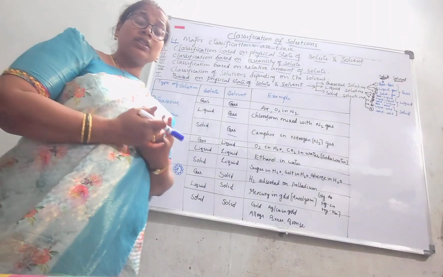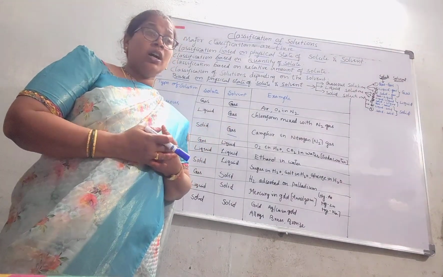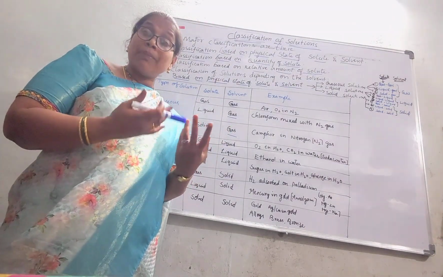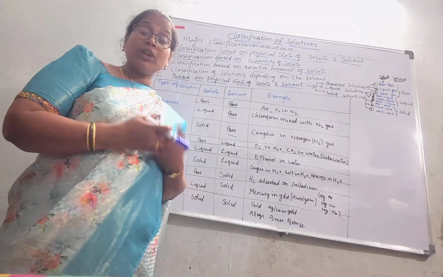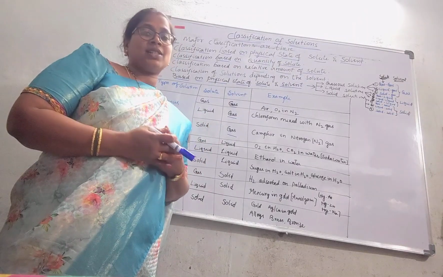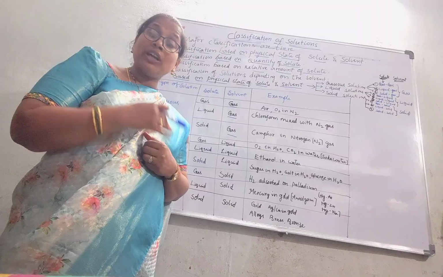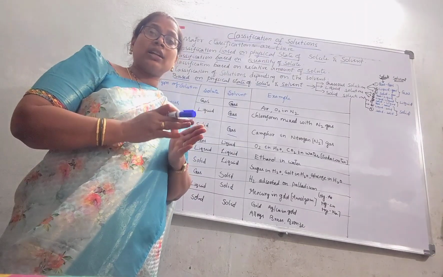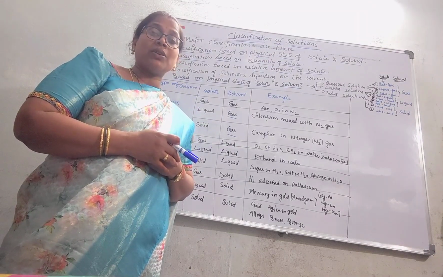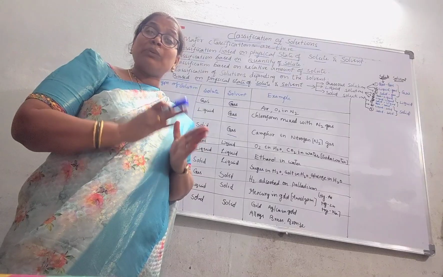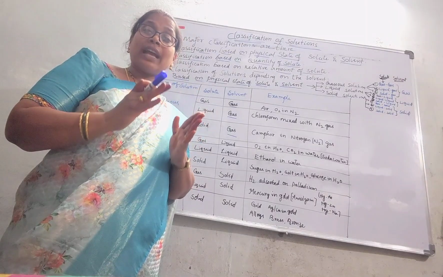So where are we seeing this in our daily life? For example, in our home, brass, bronze. And what are we wearing? Gold. But we are not wearing 24 carat gold. Why are we not wearing it? Because it is soft. We can't make ornaments with 24 carat gold.